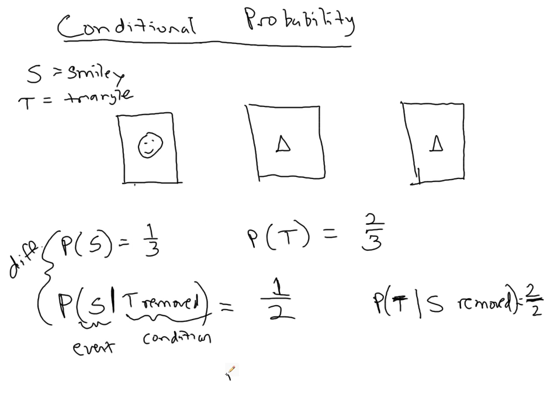Now if I asked you, for example, sometimes it's irrelevant, like what's the probability of drawing a smiley given that the Dow Jones is up 10 points? Well, the probability is still going to be 1/3 in that case because the condition is irrelevant to the experiment. So that wouldn't matter in this case.